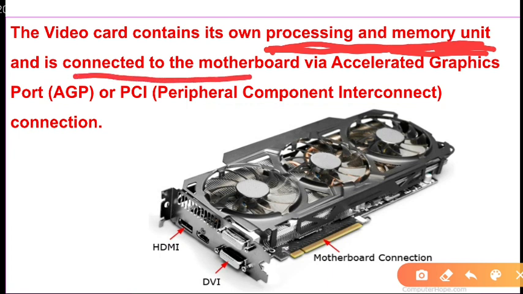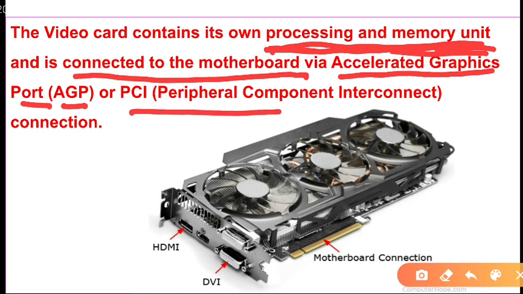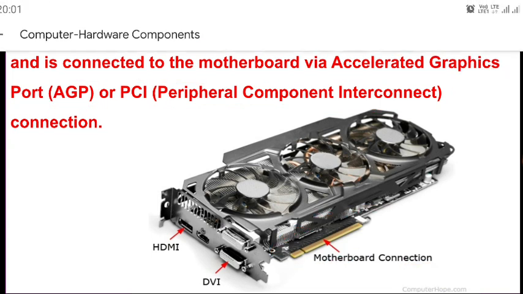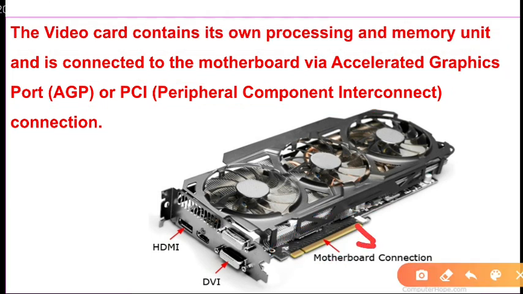The video card is connected to the motherboard. These types of video cards are connected to the motherboard via the accelerated graphics port, or we can call it AGP. You can also connect your video card to the PCI that we studied just now. See, this is the part that is inserted into the motherboard. See, it's written over here.